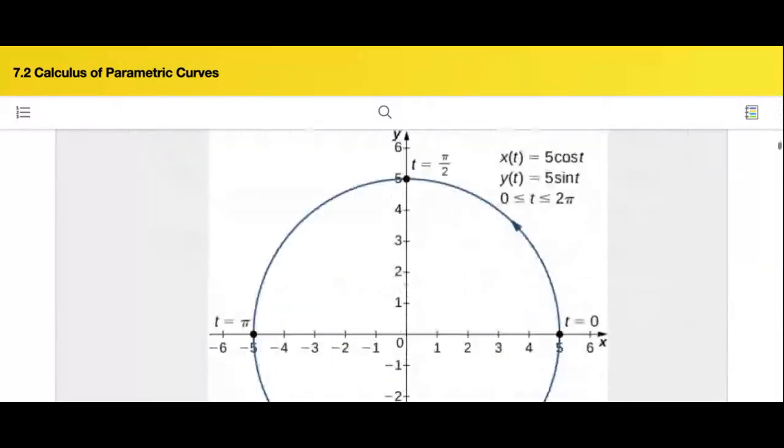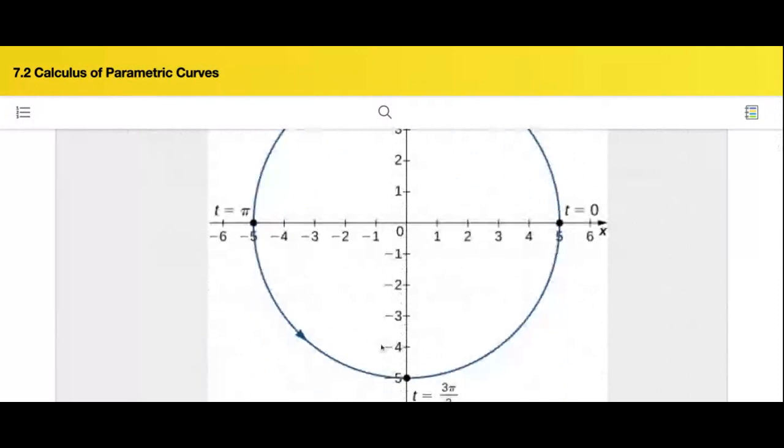Yeah, we have those graphs, right? So we see we have this circle centered at the origin with radius of 5. T equals 0, t equals pi. Right, we get those 2 points. And the derivative at those 2 points does not exist.